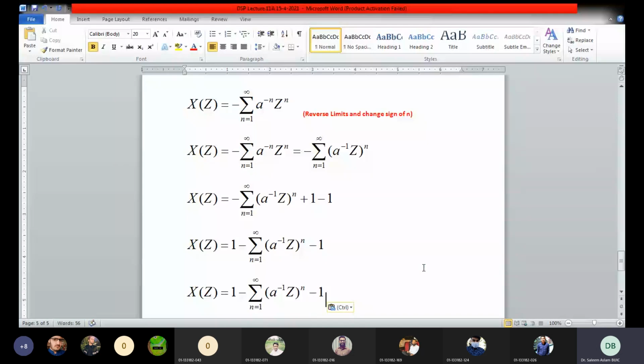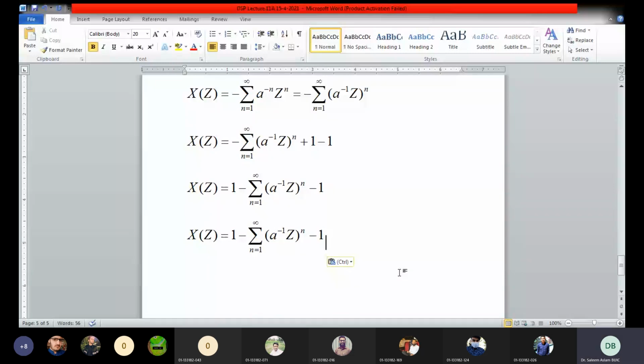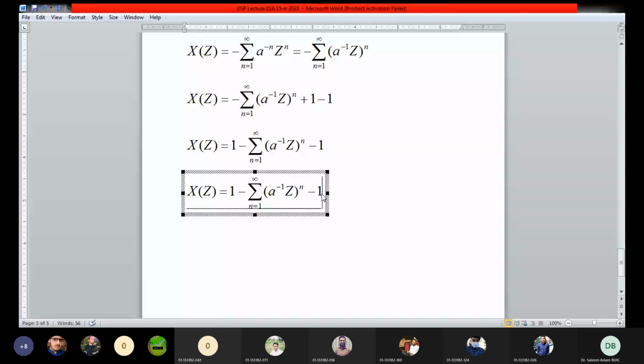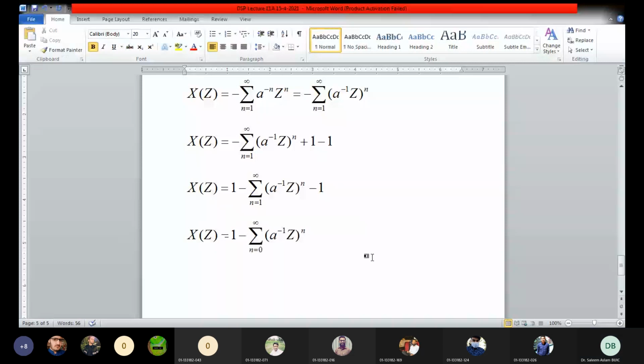and I am removing this minus sign and changing the limits from 0 to infinity. So this is the ultimate simplification of this expression. Let me explain how. If you open this expression and try to find this value at 0, so A inverse Z to the power 0, anything raised to power 0 is 1.